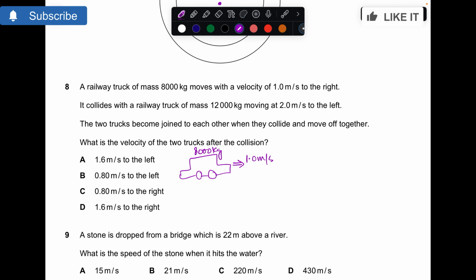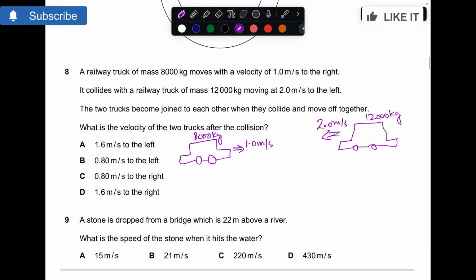So there is another truck. Its mass is 12,000 kg and it's moving towards the left side. Its speed is 2 meters per second. The two trucks become joined to each other after the collision and they move together. What is the velocity of the two trucks after the collision?